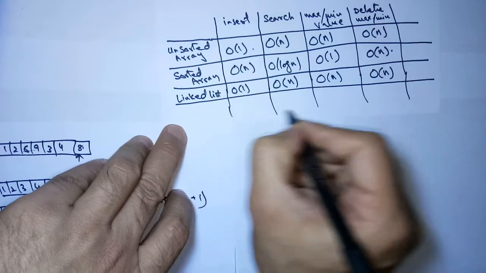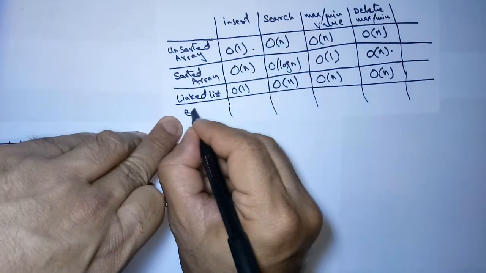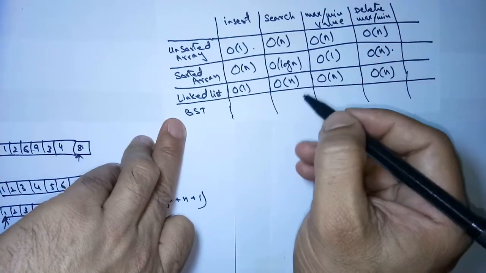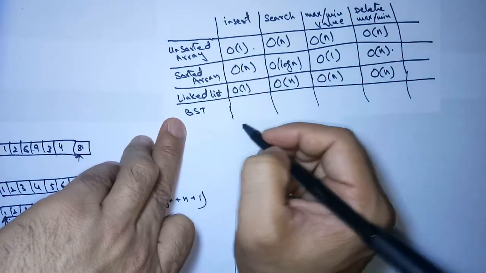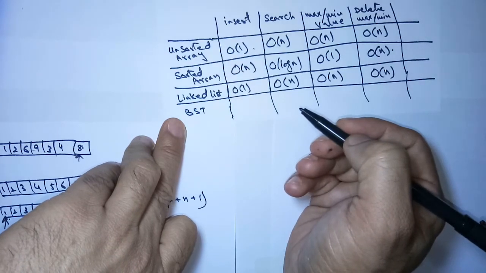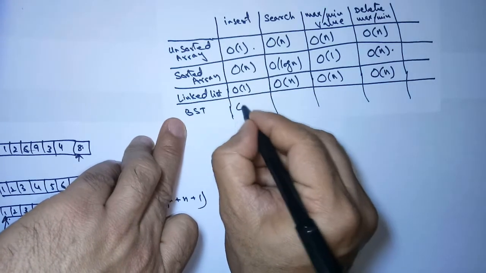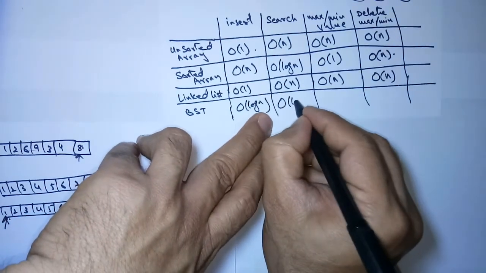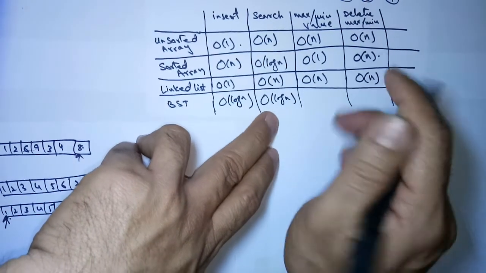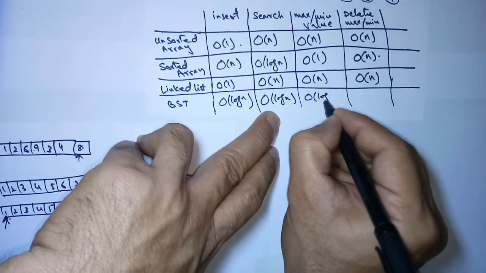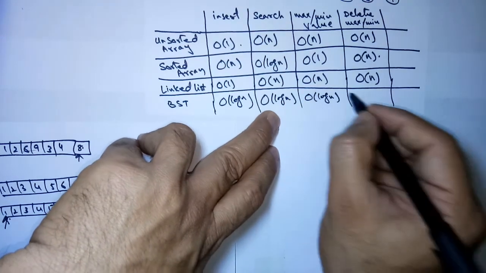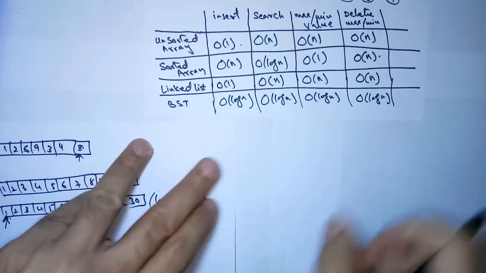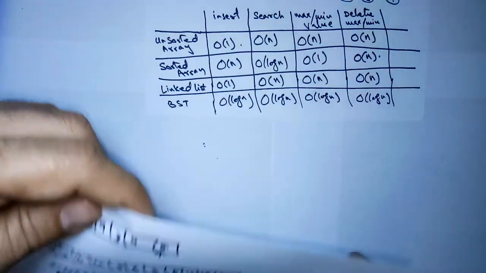And we have also studied the BSTs, binary search trees. So if we implement the binary search tree, what will happen? In order to insert, we already saw the algorithms of the binary search tree. That requires order of log n, right? In order to search, we know order of log n. In order to find the max and minimum value, we require log n time, right? And for deletion, we know that it also requires log n time. We have seen these algorithms in the previous videos.